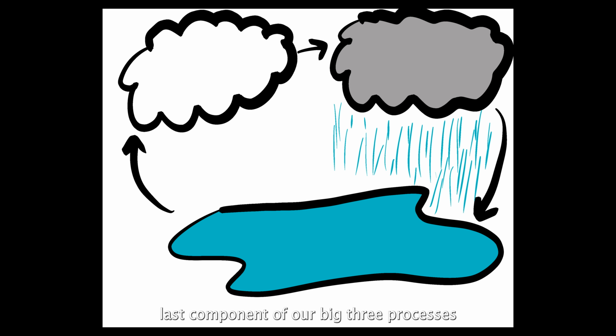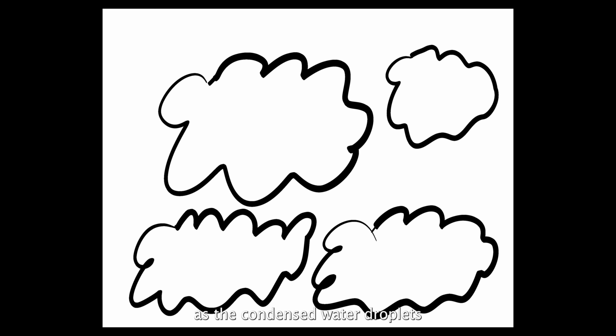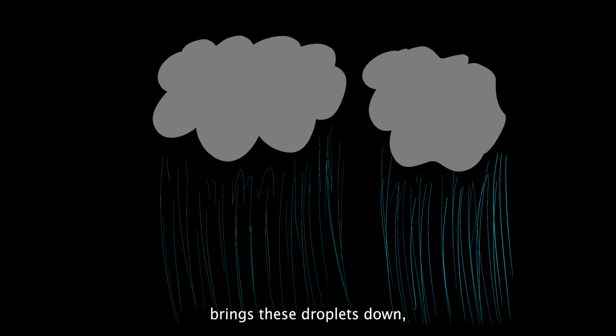The last component of our big three processes is precipitation, which directly follows condensation. As the condensed water droplets pool together and form larger water droplets, they eventually become too large and heavy to remain floating in the air. As a result, the gravitational pull of the Earth brings these droplets down, which is what we call rain. The water that falls down can fall on the ocean or onto land.